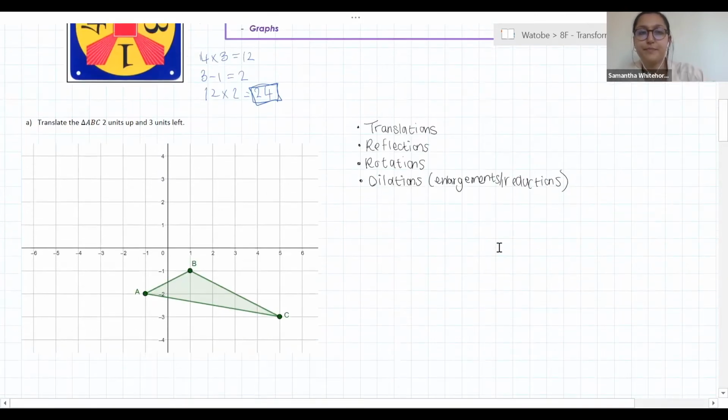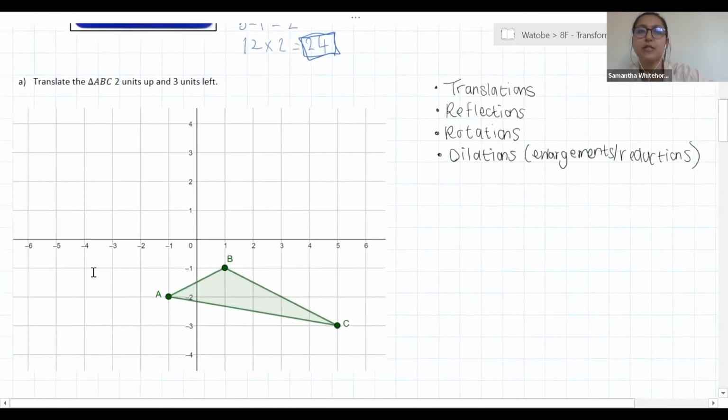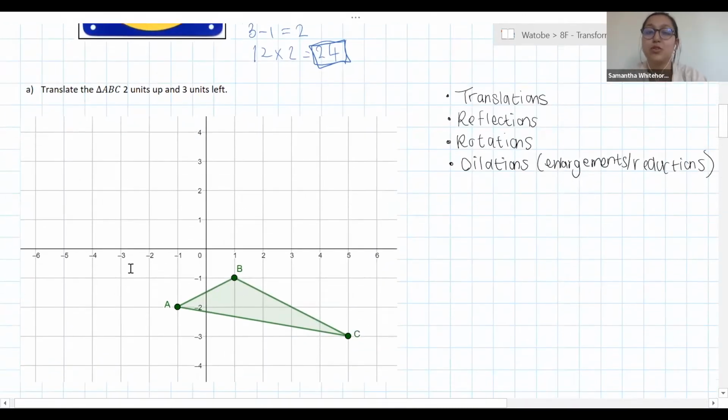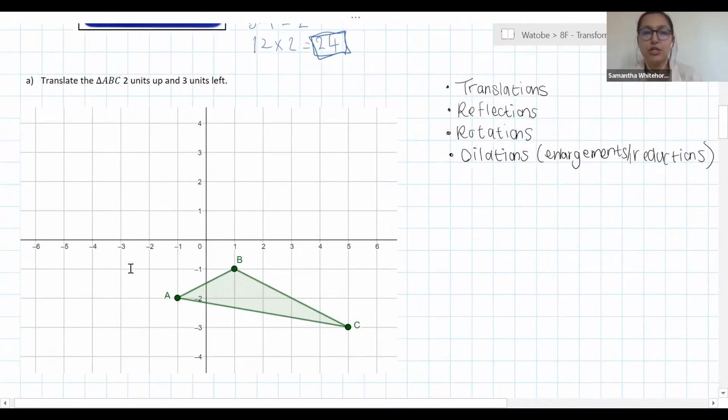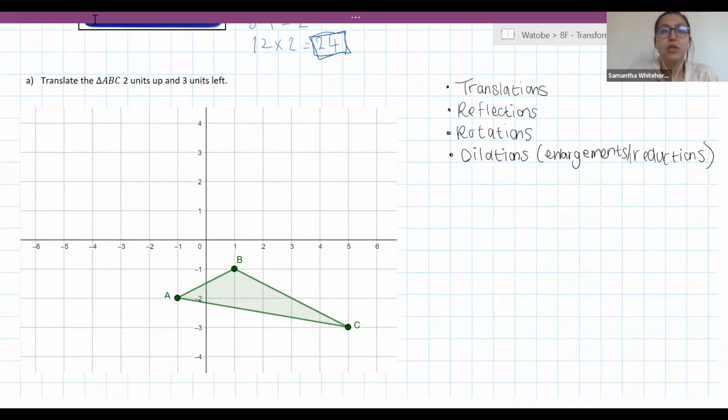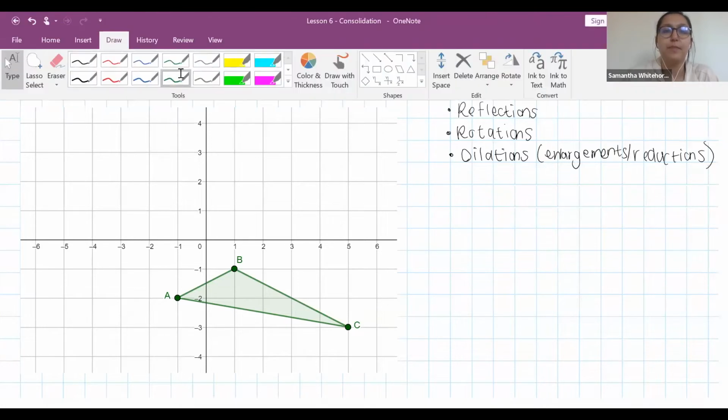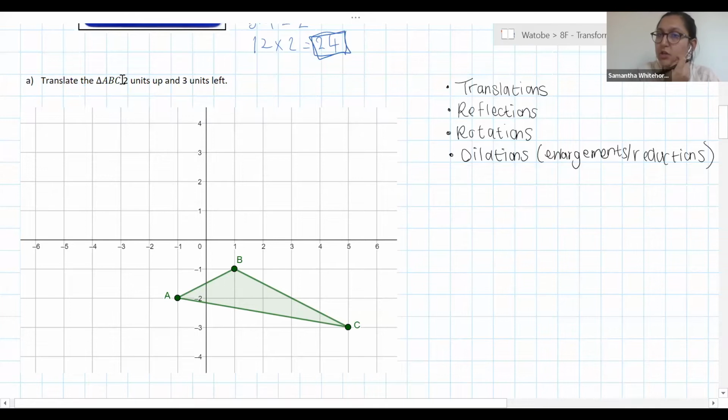This was the first type of transformation that we did, which was a translation. And the instructions tell us to translate the triangle ABC 2 units up and 3 units left. Now, as you become more and more comfortable with these things, you'll start to be able to place your shape appropriately according to the instructions given to you. But remember, there is always a way to help yourself get to where you need to be.